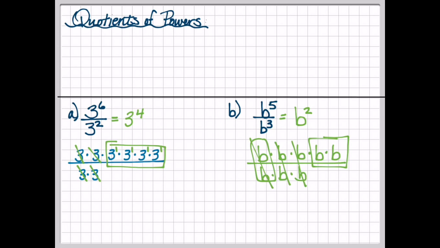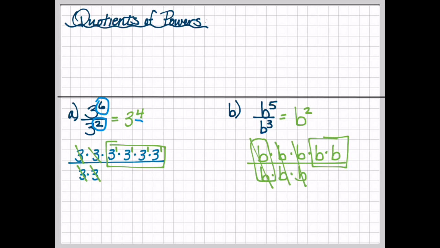So let's think about how we could have gotten these rules just by looking at our exponents that we started with. I have a 6 here and a 2 here, and my final answer is 4. So if I'm thinking about it, 6 minus 2 is 4.